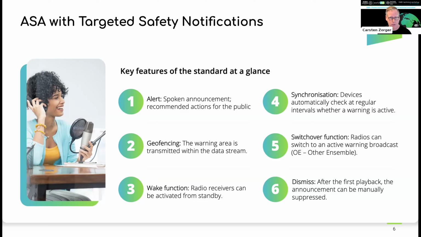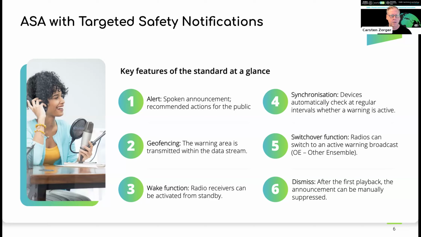And once you have the location code, it would be great if you could wake up radios at night, because in the Ahr Valley, I just have shown you the picture of the flooding. The Ahr Valley flood happened at night. The people died during the night because there were no sirens, there was nothing. If they only had been able to wake up people with the radio. So we built a wake-up function into ASA.